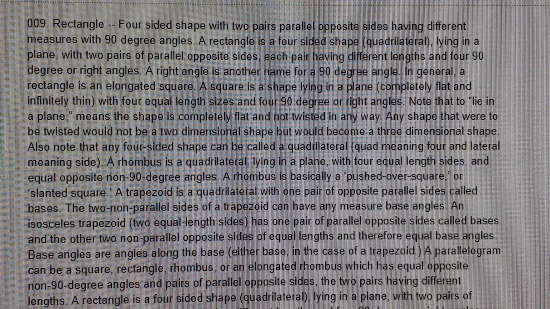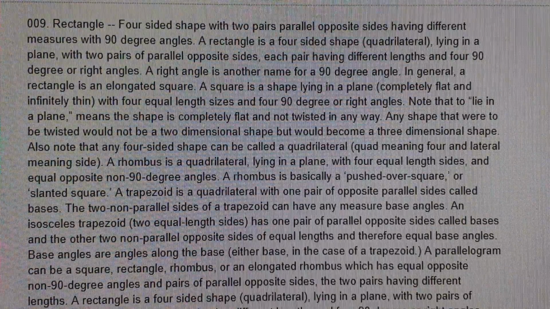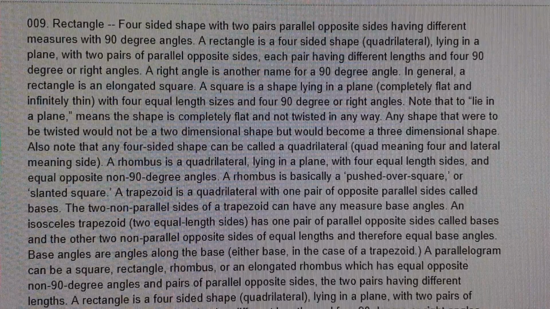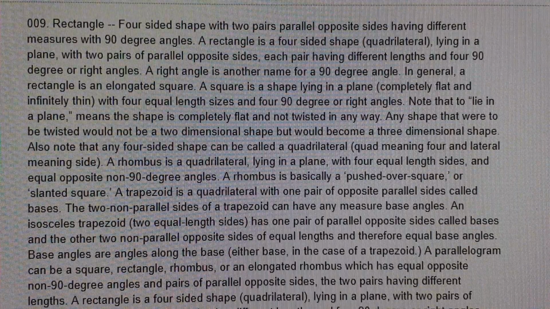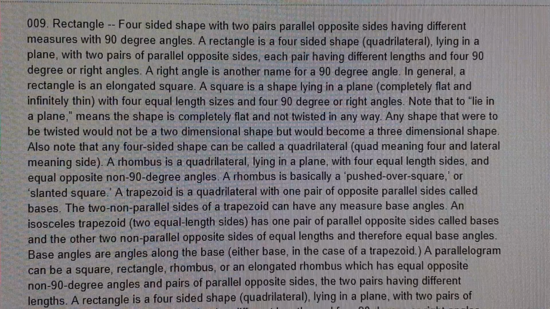A rhombus is a quadrilateral lying in a plane with four equal length sides and equal opposite non-90-degree angles. A rhombus is basically a pushed-over square, or slanted square.